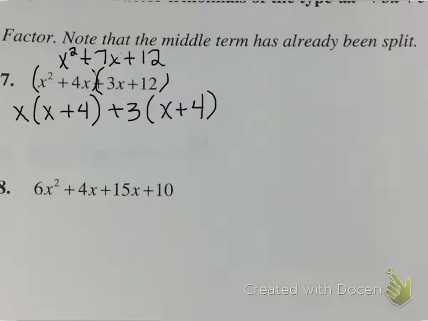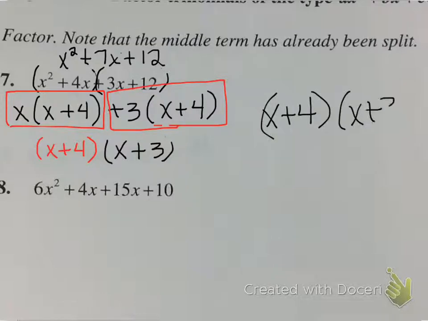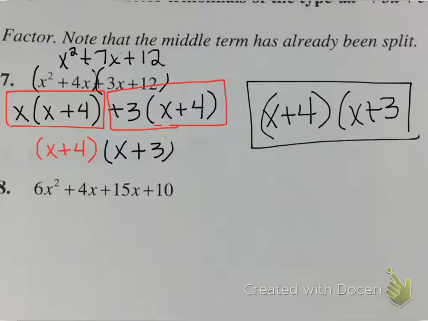Now I have gone from 4 terms to 2 terms. Here's my 2 terms. What do my 2 terms have in common? Well, they have the x plus 4 in common. If I factor an x plus 4 out of both, if I factor it out of the first term, I'm left with x. And if I factor it out of the second term, I'm left with a positive 3. So final answer, x plus 4 and x plus 3. So we did factor by grouping.